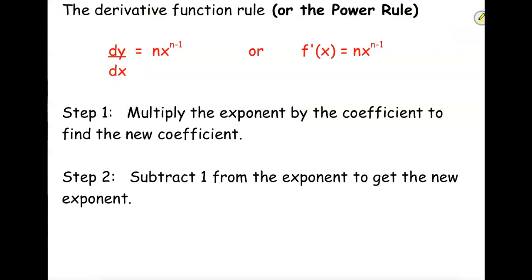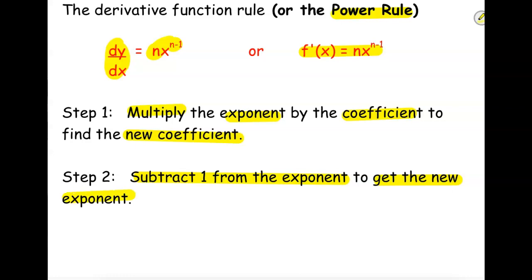So the first derivative rule is called the power rule. To find the power rule, you use this formula. To find dy/dx, you would multiply the exponent by the coefficient to find the new coefficient. So you would take the exponent and multiply it to the leading coefficient. This is the same formula, just a different notation. Step 2 is you subtract 1 from the exponent to get the new exponent.